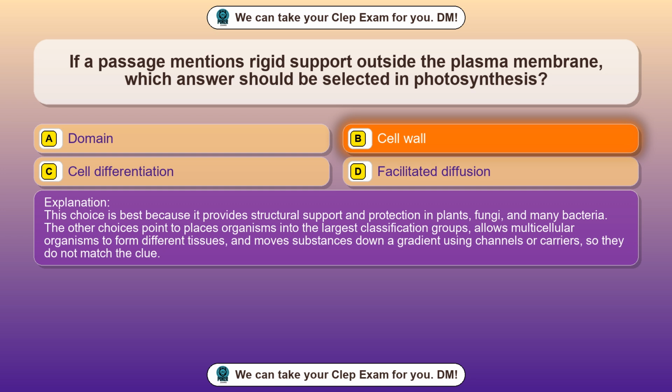This choice is best because it provides structural support and protection in plants, fungi, and many bacteria. The other choices point to places organisms into the largest classification groups, allows multicellular organisms to form different tissues, and moves substances down a gradient using channels or carriers, so they do not match the clue.